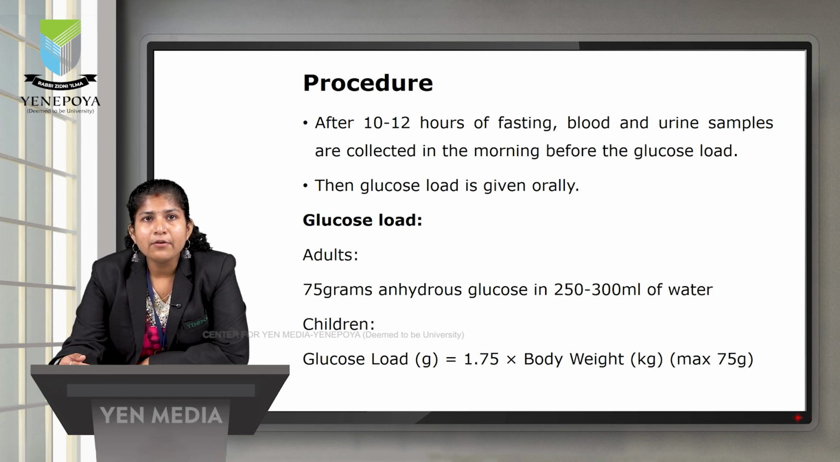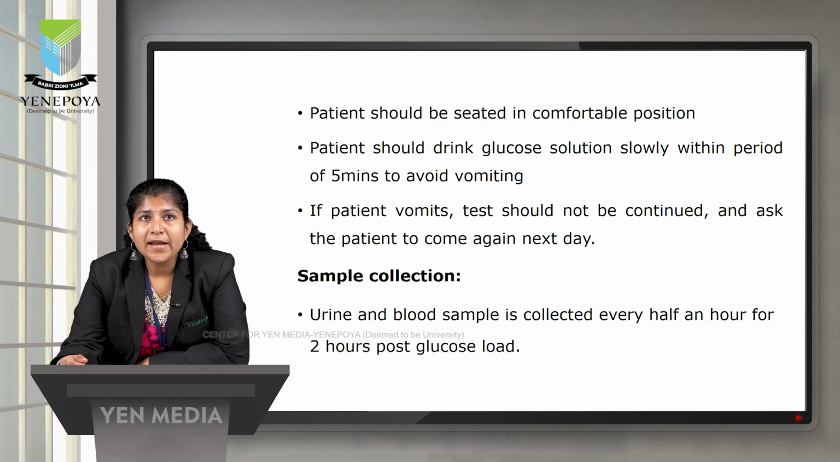In the case of adults, we give 75 grams of glucose in 250 to 300 ml of water. In the case of children, we give a glucose load of 1.75 grams per kilogram of body weight, which should not exceed 75 grams. The patient should be seated comfortably and asked to drink the solution within 5 minutes. The patient should not vomit. If the patient vomits, the test should be discontinued and performed the next day.